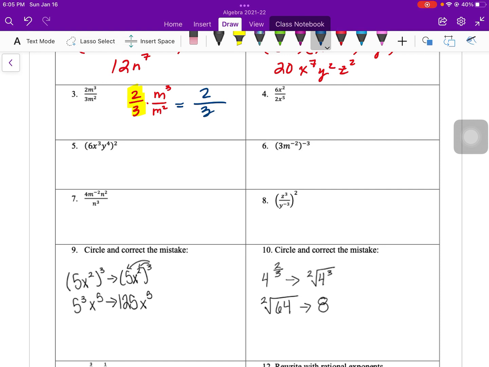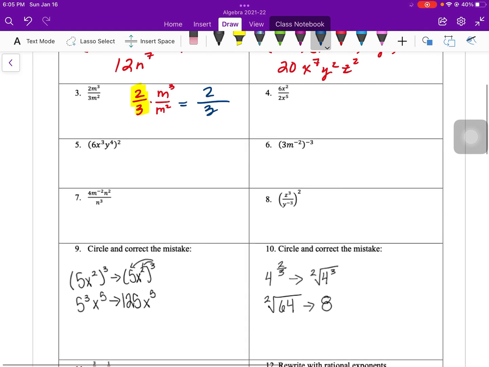When I'm dividing powers with the same base, I subtract my exponents. What I was thinking is cancel all of those m's that are in the numerator and denominator. So you have 3 m's in the numerator, 2 in the denominator. So that leaves you with 1 m in the numerator. So 2m over 3. You can also write that as 2/3 m, and it means the same thing.